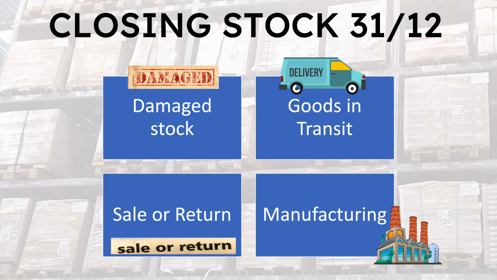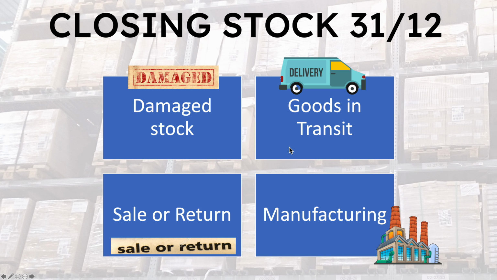So with closing stock, we've seen four different types of adjustment, okay? So we can have maybe damaged stock at the end of the year. We can have goods in transit at the end of the year. So there's goods in a van somewhere and it hasn't been adjusted for. We have sale or return. And then we have closing stock of a manufacturing firm.